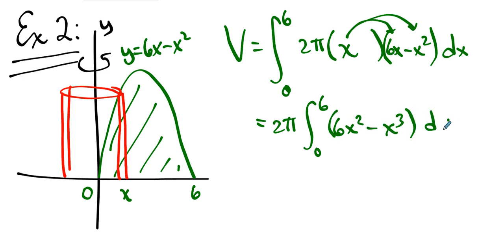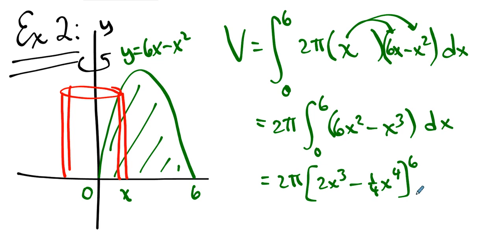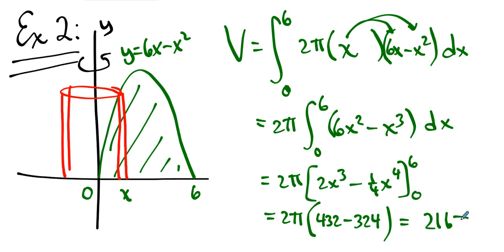And then it's all fundamental theorem part 2. Fundamental theorem part 2 says we find an antiderivative. We substitute the 6. We substitute the 0 and subtract. It turns out that 2 times 6 cubed is 432, and 6 to the 4th divided by 4 is 324, and that gives us an answer of 216 pi.